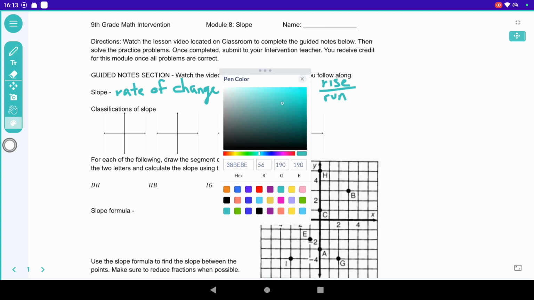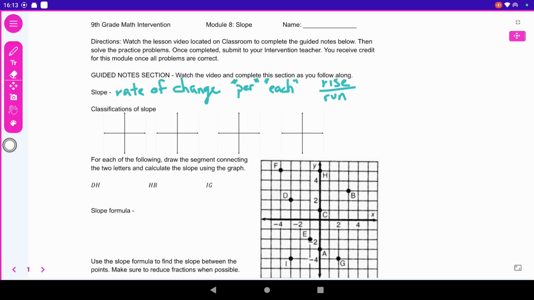When we talk about slope, there are four main classifications. If your graph is going up from left to right, we say that line has a positive slope. If your graph is going down from left to right, we say that is a negative slope. If it is straight horizontal, and it does not matter whether it's on the positive or negative side, we say the slope is 0.